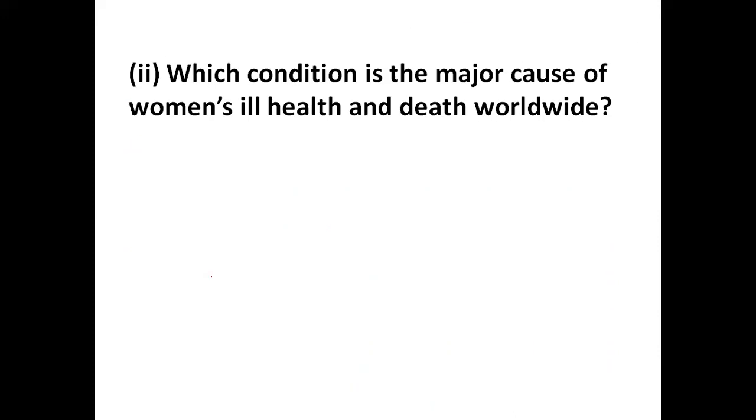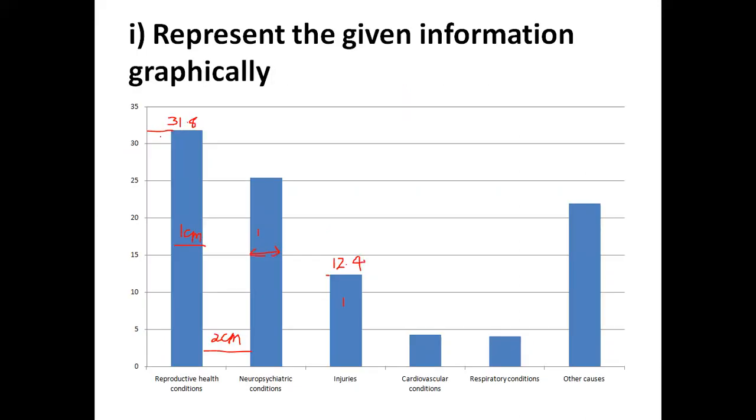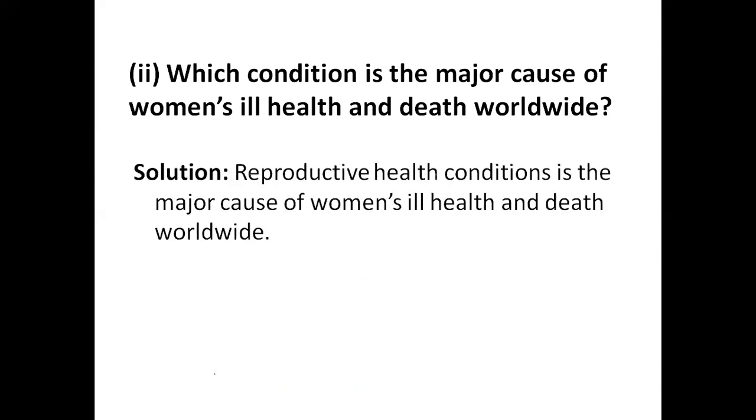I will go to the second question. Which condition is the major cause worldwide for ill health and death? We see the highest height is in case of reproductive health condition. So this will be the main cause of the death. So we say that reproductive health condition is a major cause of women's ill health and death worldwide.